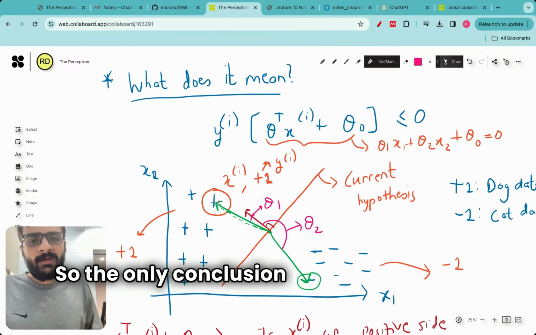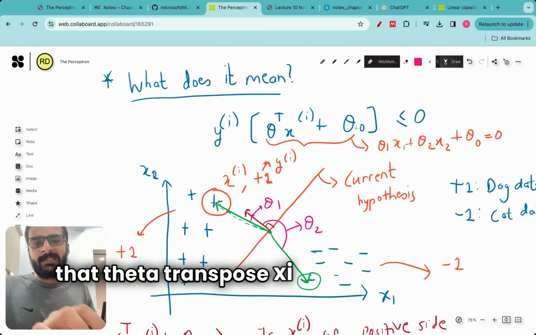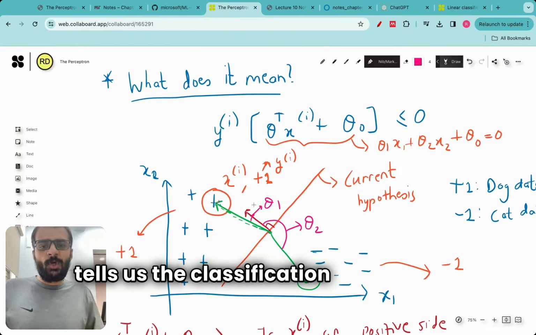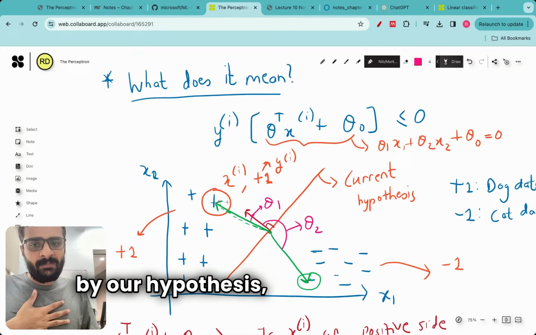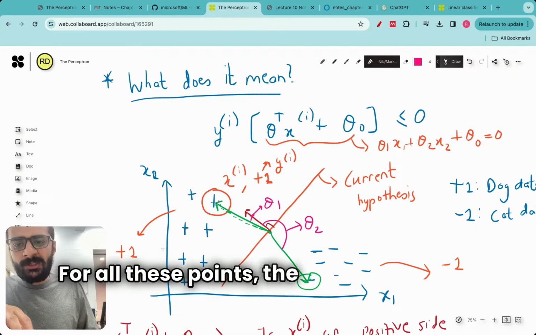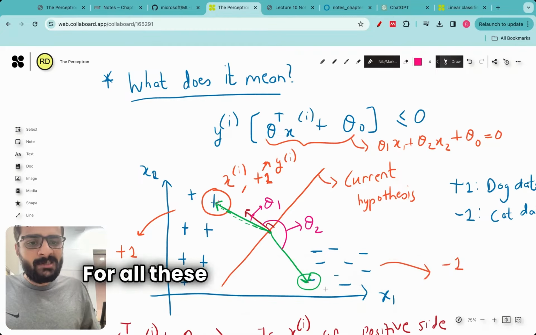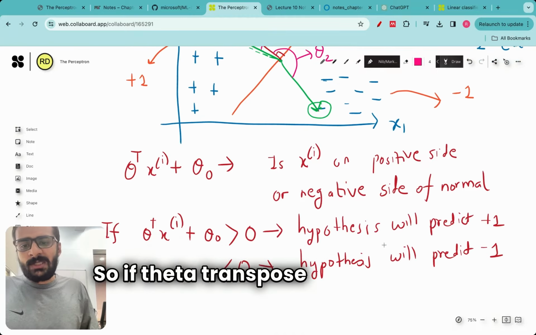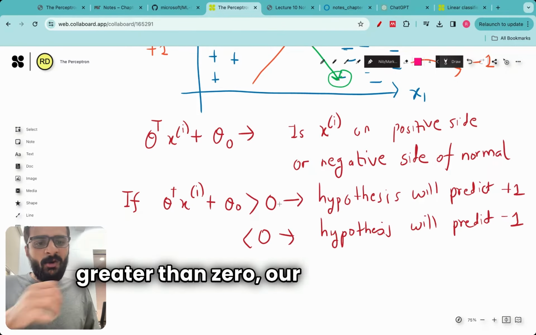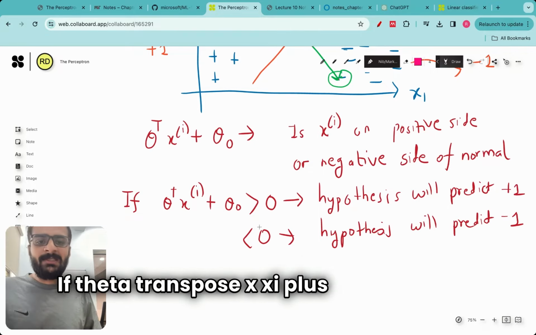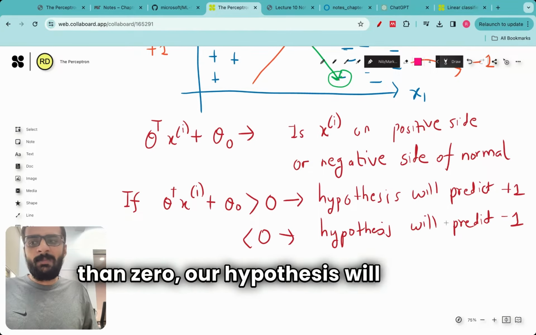So the only conclusion from this segment is that theta transpose xi plus theta naught tells us the classification of that point made by our hypothesis, not the true value. The true value is already fixed. For all these points, the true value is plus 1. For all these points, the true value is minus 1. So if theta transpose xi plus theta naught is greater than 0, our hypothesis will predict plus 1. If it is less than 0, our hypothesis will predict minus 1.